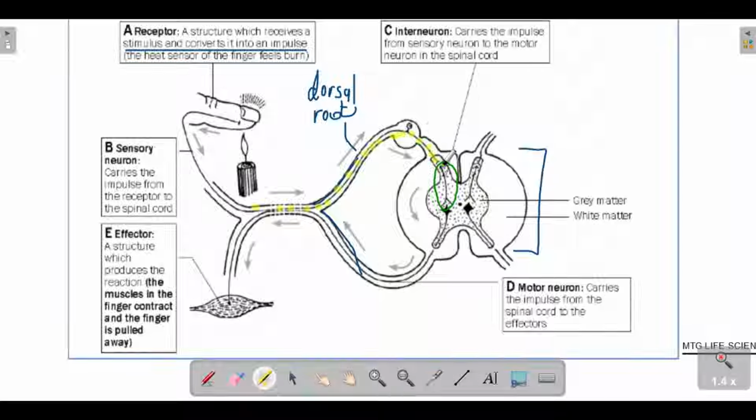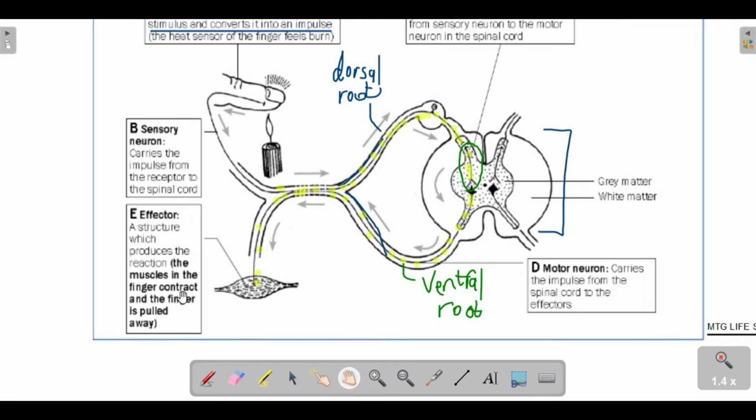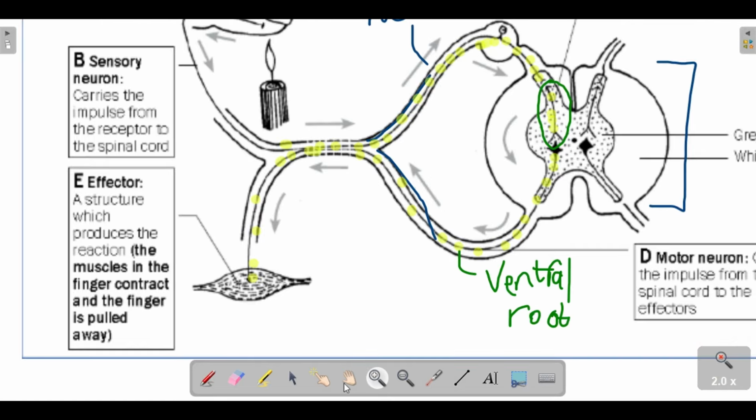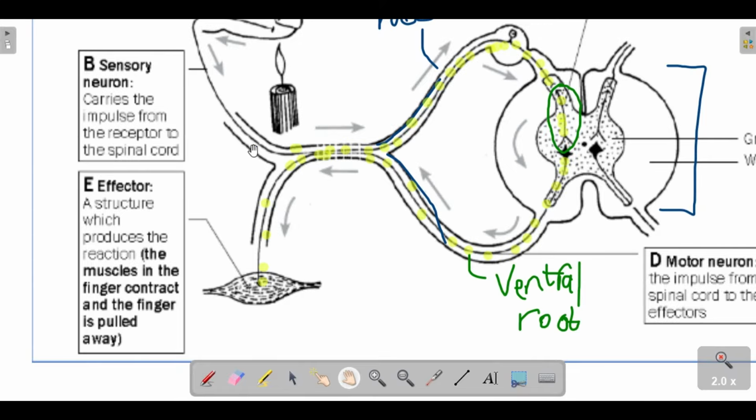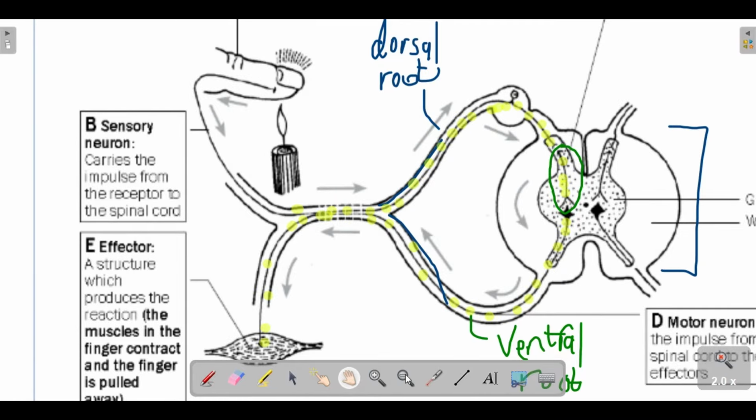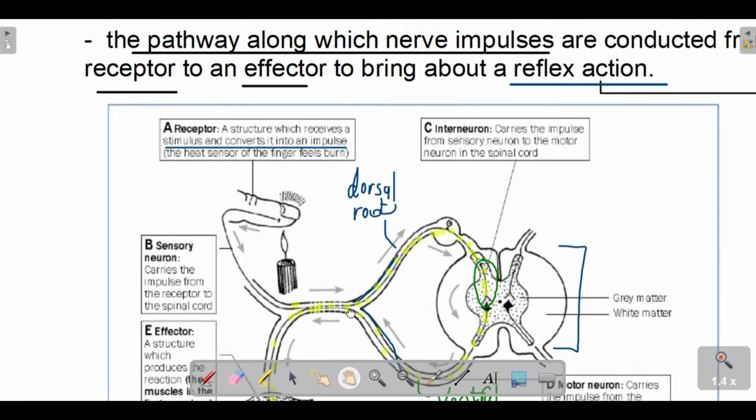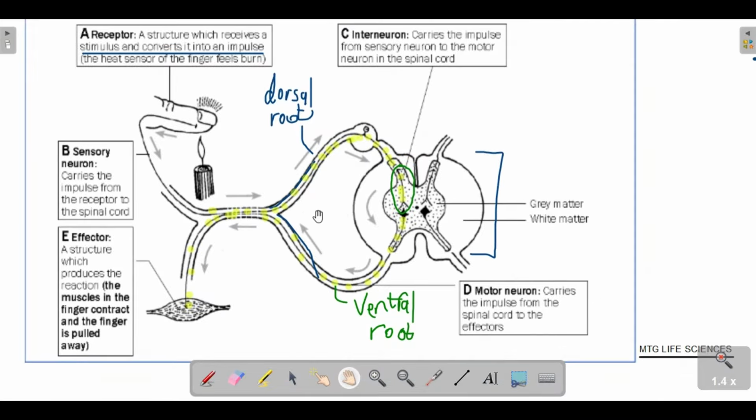The nerve impulse is transferred from the sensory neuron to the interneuron, and then from the interneuron to the next neuron, which is the motor neuron. There's the cell body of the motor neuron. Then the impulse is transferred out of the spinal cord via the ventral route, by this motor neuron to the effector. The effector will produce a reaction. The muscles of the finger in this case will contract, and the finger will be moved away from the hot stove. So that is me describing the pathway of the nerve impulse.